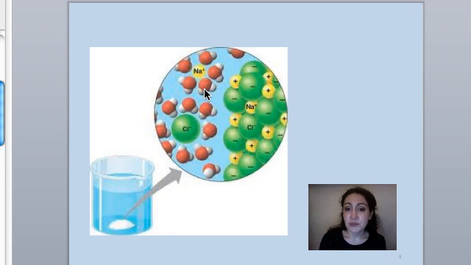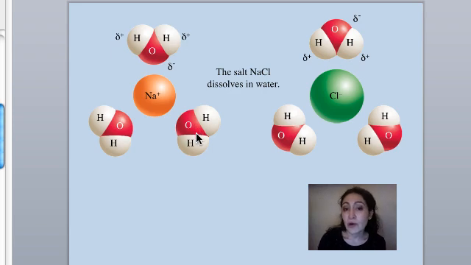And this is a zoom in on this region right here, where we see that water molecules are orienting themselves so that the negative end, which is the oxygen end, is facing the positive end of sodium, and that it can also orient itself so that the positive end of the molecules of water are facing the negative end of the chlorine.